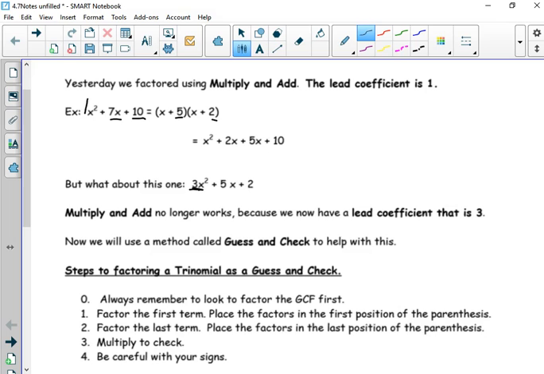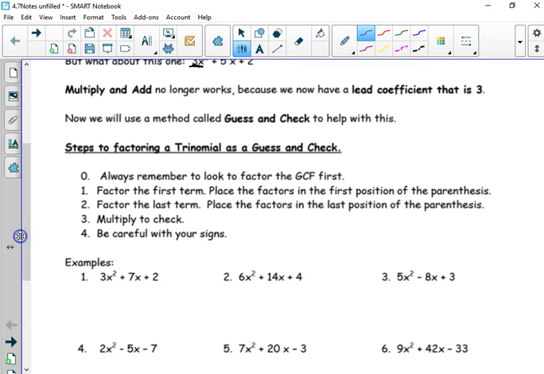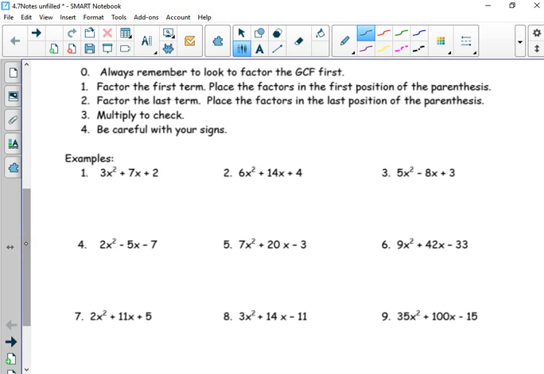Well, 1 is 1 times 1. And the only way to get 3 is 3 times 1. So it's really not adding that much difficulty to it. So first off, though, always remember to factor out the GCF. But then we're going to do the same thing. Now, for number 1, there's no way to factor out a 3 because 7 and 2 are not multiples of 3. So we've got to do guessing.